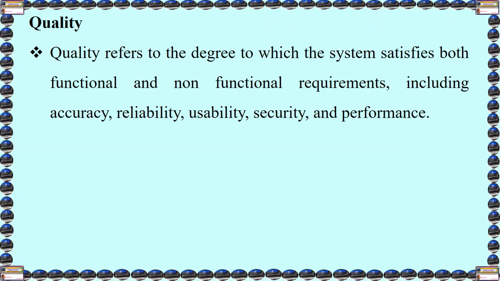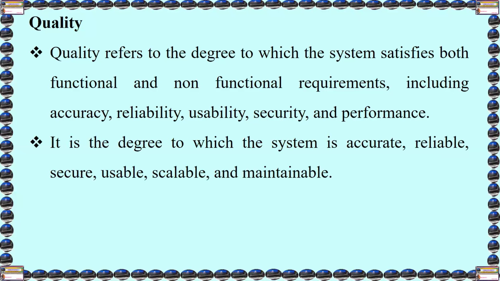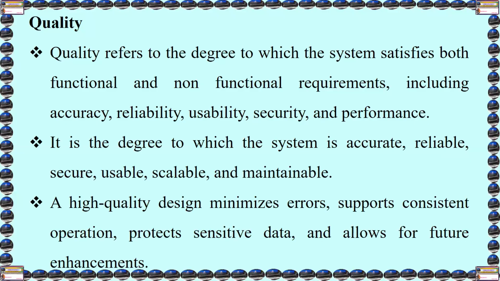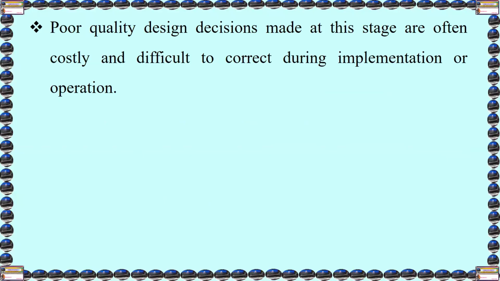Quality refers to the degree to which the system satisfies both functional and non-functional requirements, including accuracy, reliability, usability, security, and performance. It is the degree to which the system is accurate, reliable, secure, usable, scalable, and maintainable. A high-quality design minimizes errors, supports consistent operation, protects sensitive data, and allows for future enhancements.